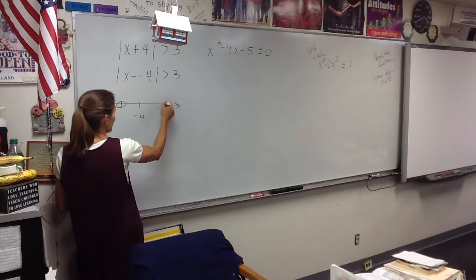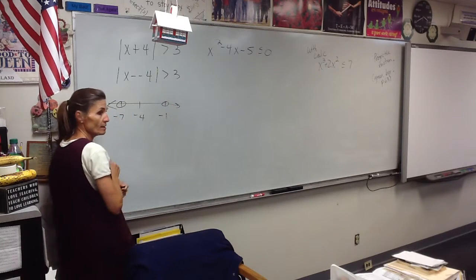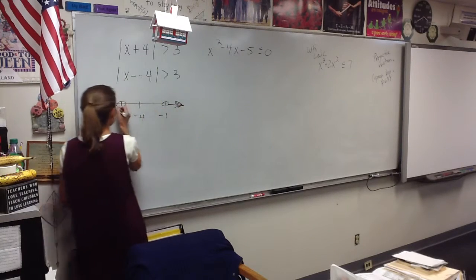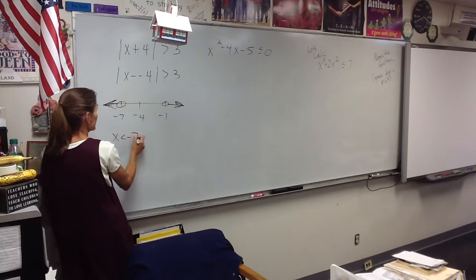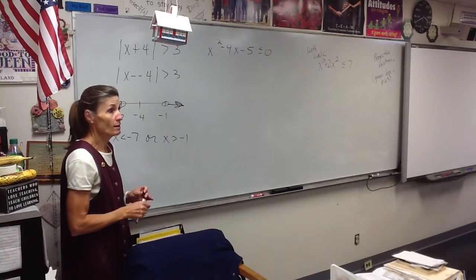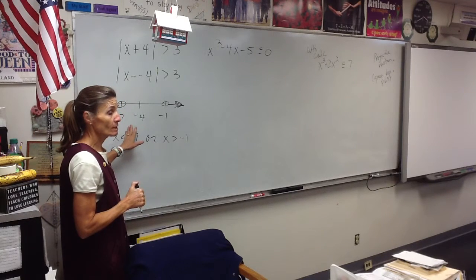So this boundary out here would be -1, and this one would be -7. Since it's a greater than, we will shade out here, and our answer is everything less than -7 or greater than -1. That's old news. We talked about those in another section.